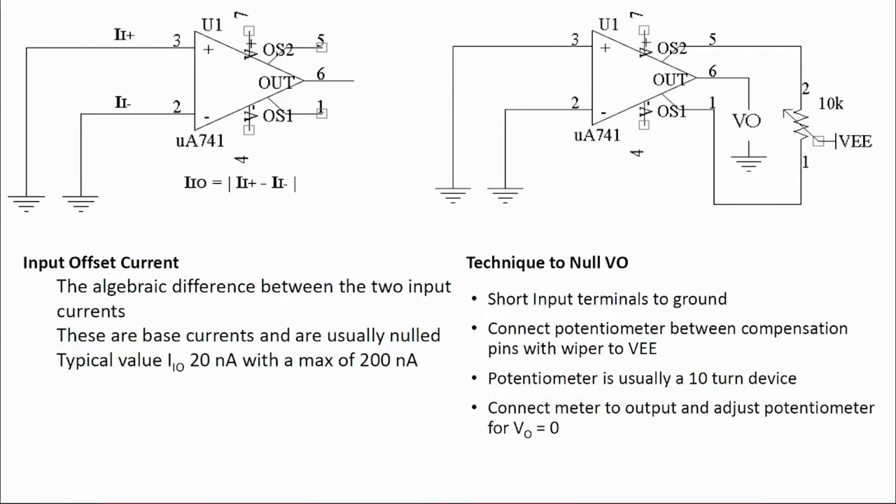We have to connect a potentiometer between the compensation pins, 1 and 5. I told you earlier that 1 and 5 are the compensation pins, with the wiper to VEE. With the help of the potentiometer we can adjust the output voltage VO to be 0. So we turn the potentiometer such that we apply a small amount of voltage, which is called offset voltage, to make our output voltage 0, or to nullify the output voltage.